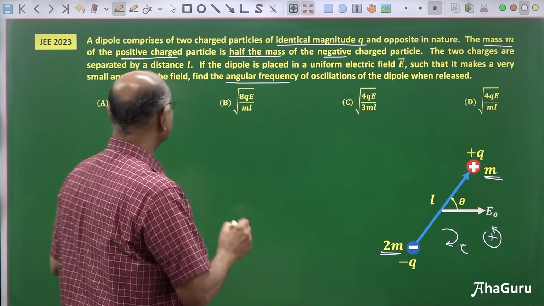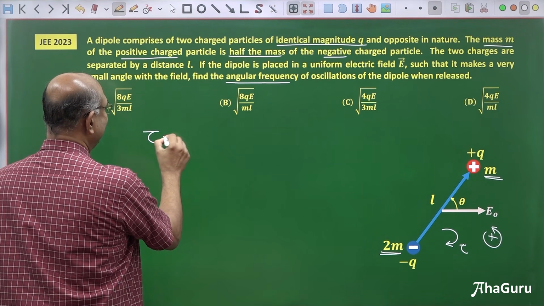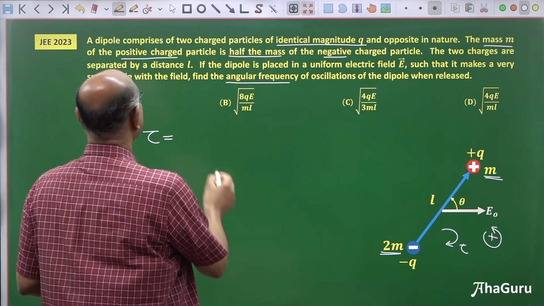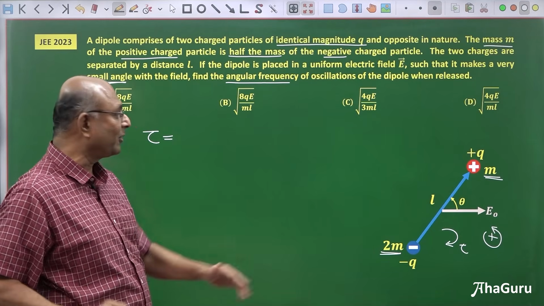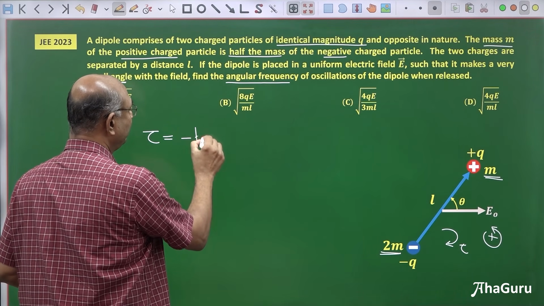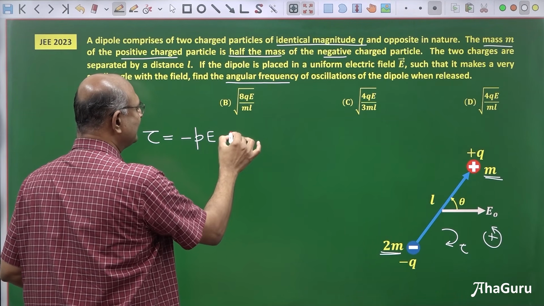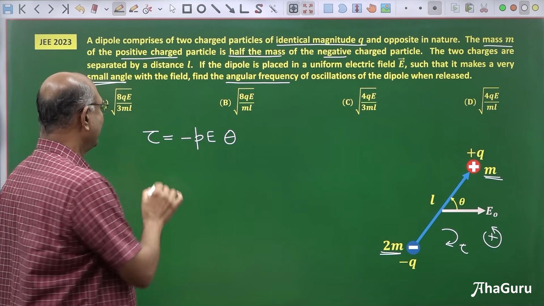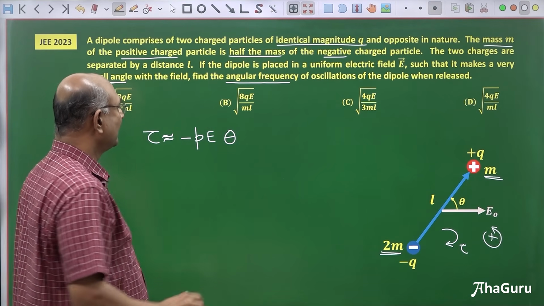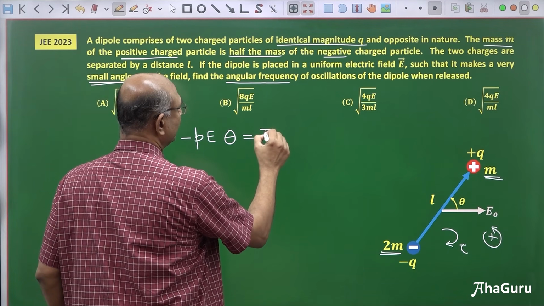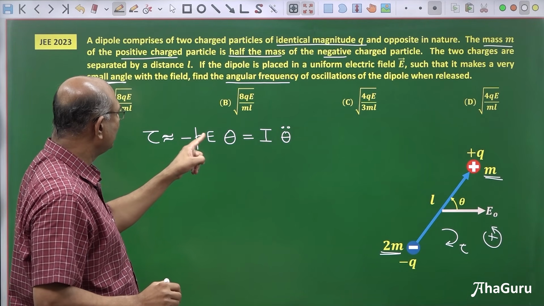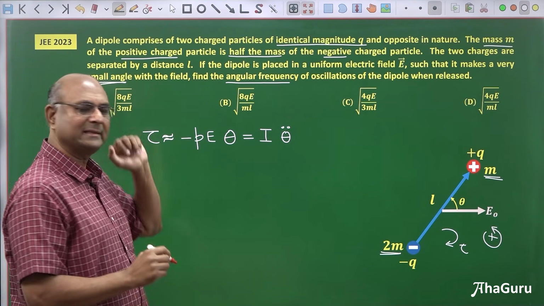The torque has to be negative. So tau is PE sine theta with a minus sign, but sine theta is approximately theta. Why? Because it says it's making a small angle. So theta is small, so sine theta is approximately theta. So I can directly write minus PE sine theta. I will just substitute theta instead of that. And of course, this is not equal to, this has to be approximately equal to. So this is tau, but tau equals I alpha.